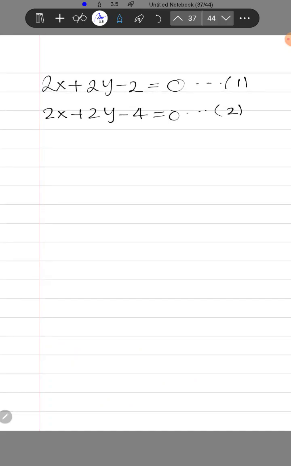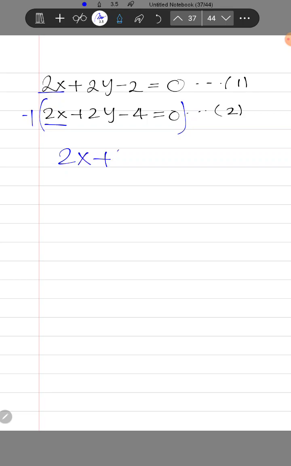Let's try another one here. Equation number 1, 2x plus 2y minus 2 is equal to 0. Equation number 2, 2x plus 2y minus 4 is equal to 0. Let's do simultaneous equations on these two. I'd like to eliminate x once again. The value is the same here, 2x, but the sign is the same. Both are positive. I want one to be positive and the other negative to cancel out. So I multiply the second equation by minus 1.